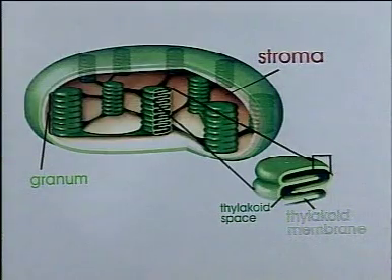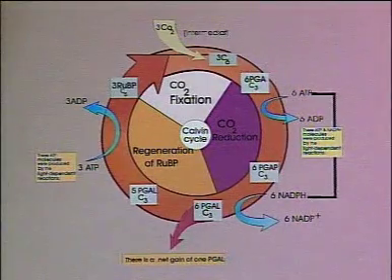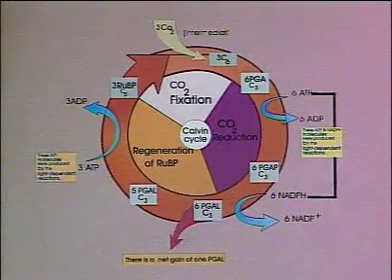It is here in the stroma where the next step of photosynthesis occurs, the dark reaction. During this process, energy from the sunlight is not utilized. Instead, energy from ATP and NADPH molecules is used. In the dark reaction, carbon dioxide is fixed through the Calvin cycle to form organic molecules such as phosphoglyceraldehyde, which is then used to manufacture organic molecules used as food source.